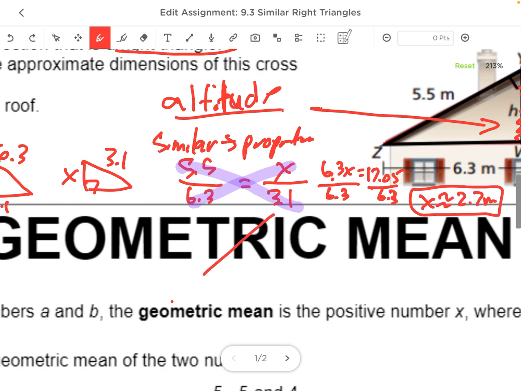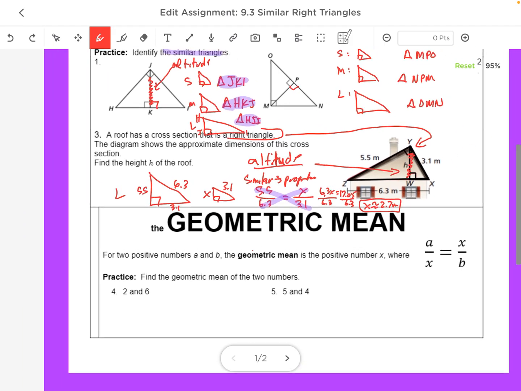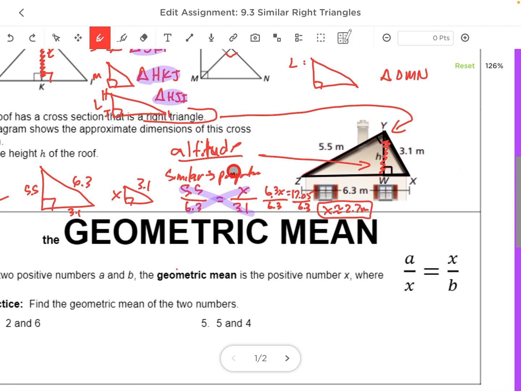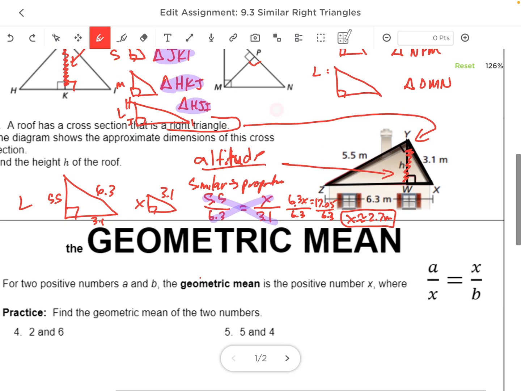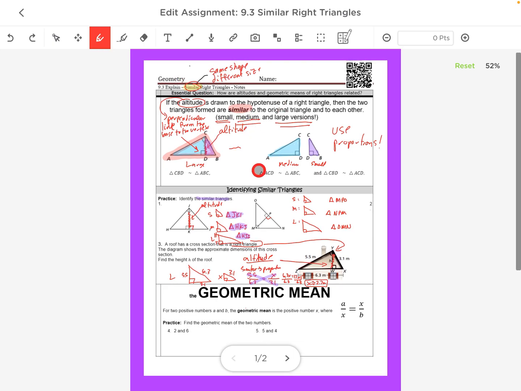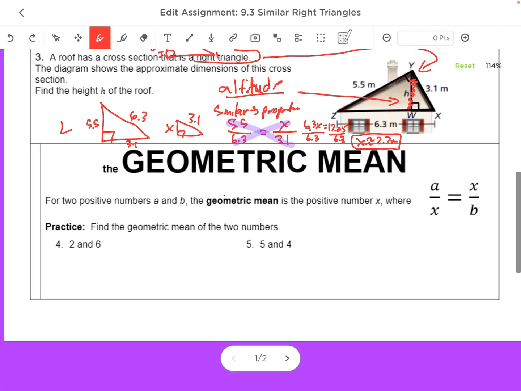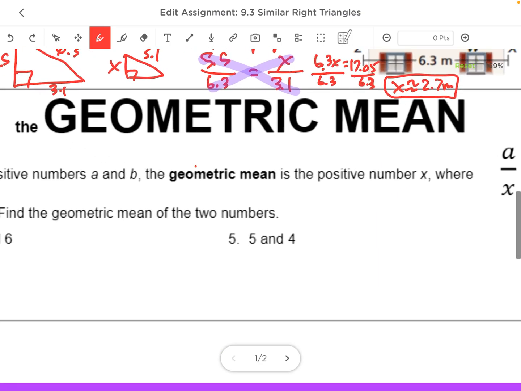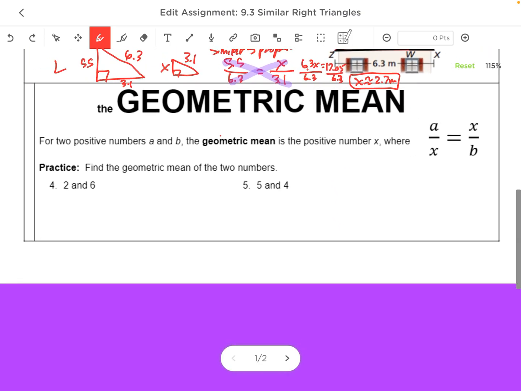Okay, so what we would do is we would just set up a ratio. Once we know that there's small, medium, and large, we think back to what we did before. Okay, so that's our first skill, talking about doing these similar triangles. Okay, so now let's talk about the geometric mean. Okay, so we're going to shift gears just a little bit.